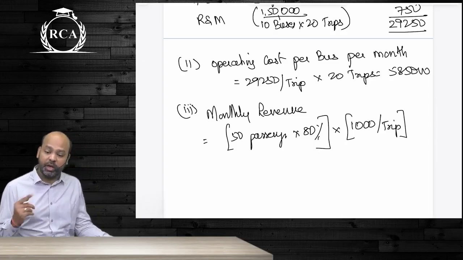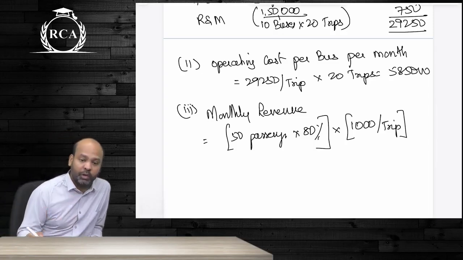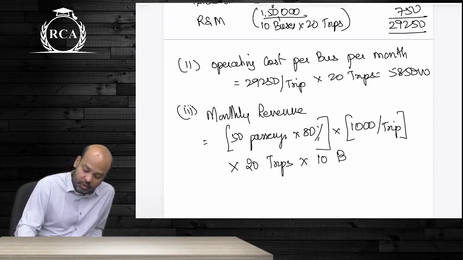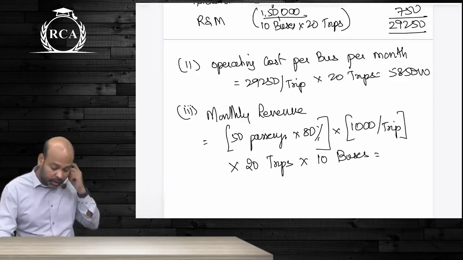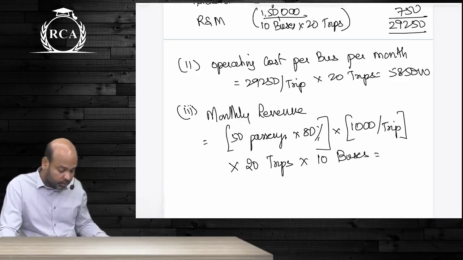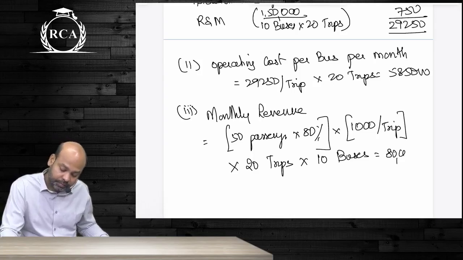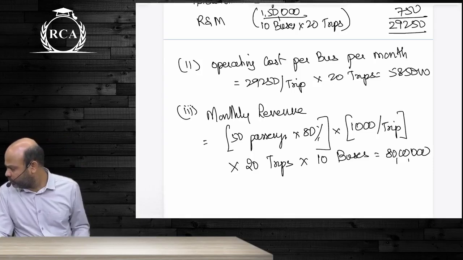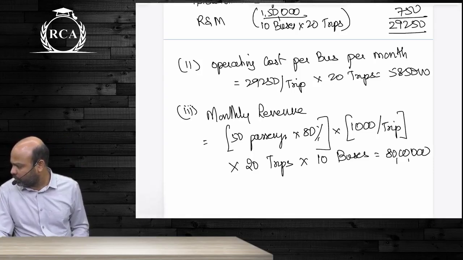1,000 rupees is not one way बेटा, it is per trip. That means it is round trip. Into how many trips per bus? Into how many buses? हो गया guys? हाँ? 80 lakhs. 80 lakhs is the total amount guys.